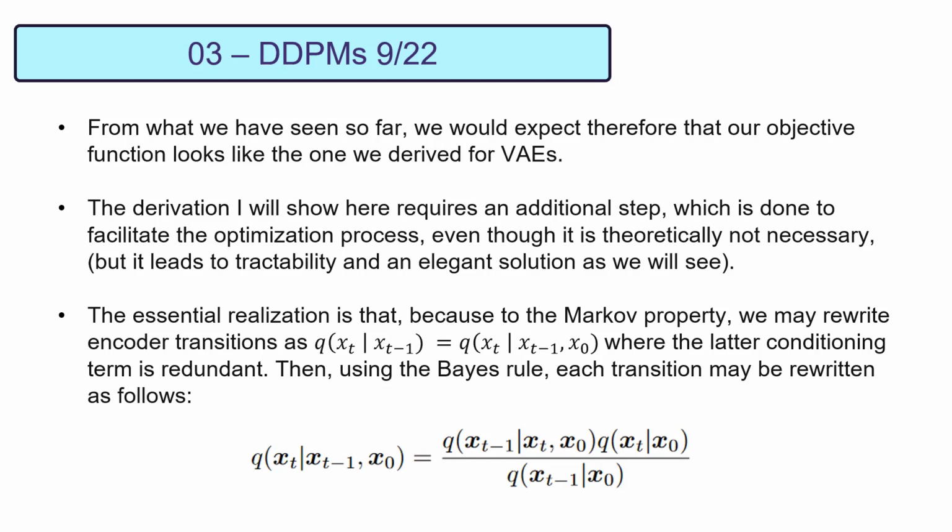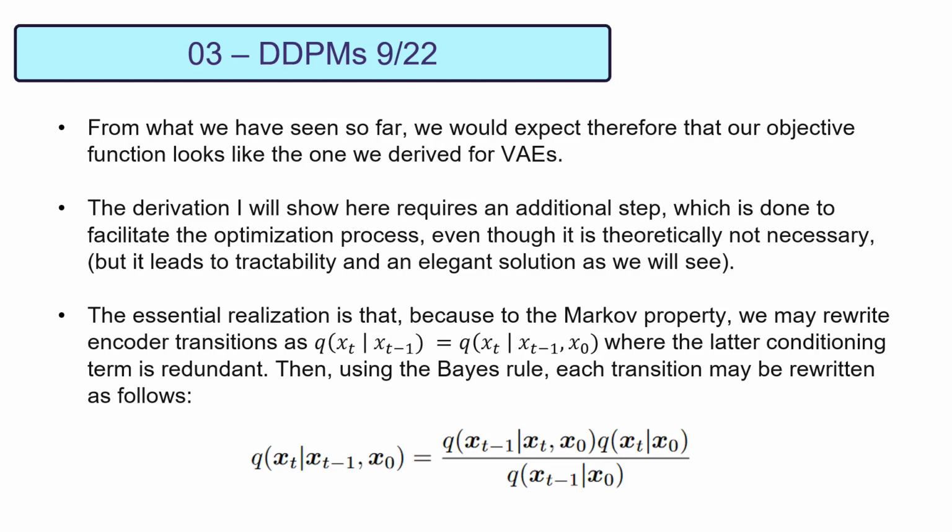It's because we have this Markov property, right? We can add an additional conditioning term on our encoder, right? So we have q(x_t given x_{t-1}), right? We add an additional term, which is this x0. And in our diffusion process, this x0 is superfluous. This doesn't matter at all. So these two are equal, right? So if I add x0 or if I don't, it doesn't matter.